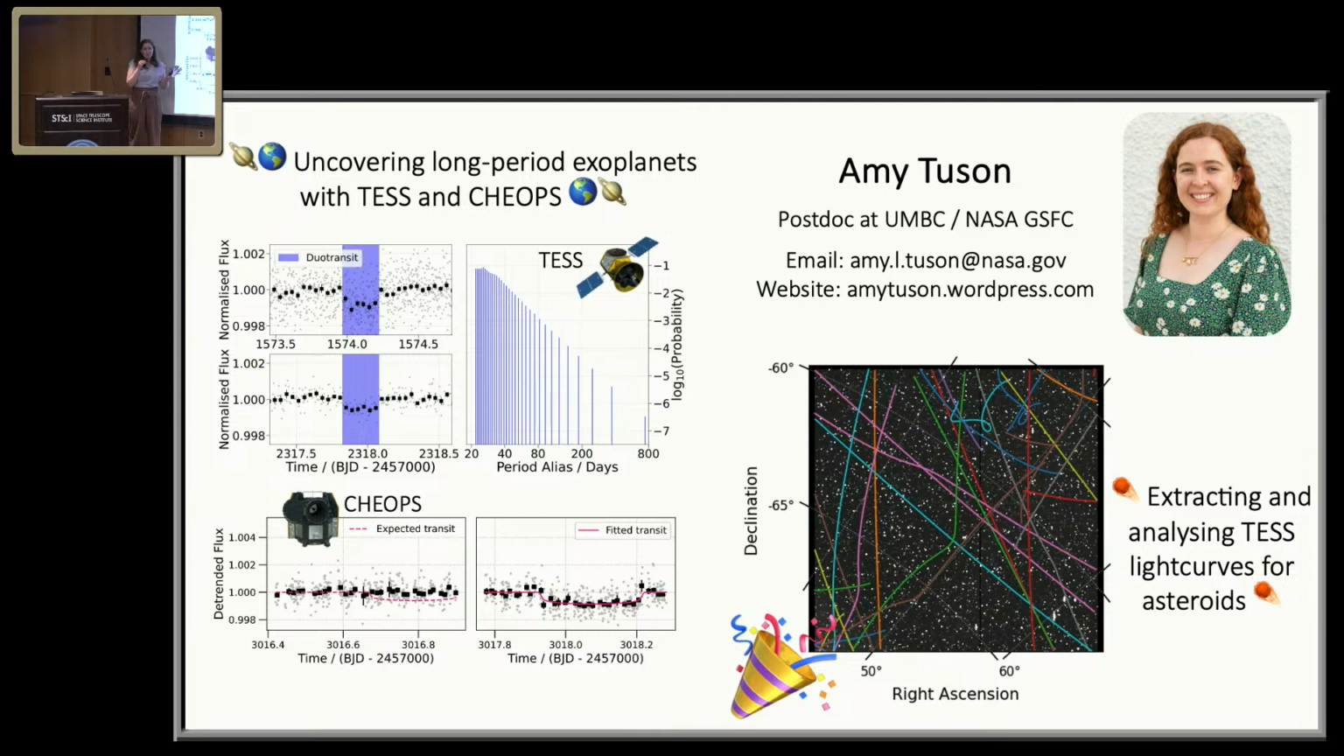So the overall result of that work was I found 5 long period planets with the pipeline that then had their periods recovered by CHEOPS, which was really great.